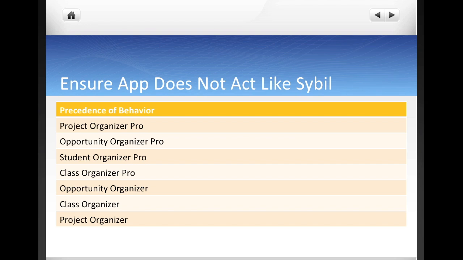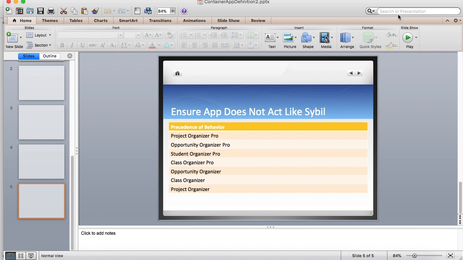So I've tested the project organizer icon, class organizer icon, opportunity organizer icon, class organizer pro icon, student organizer pro icon. Now I just have to do the opportunity organizer pro icon and the project organizer pro icon. So those two icons are remaining. So I'm going to have to create those icons. I have them created, but I'm going to have to create them in the right size.